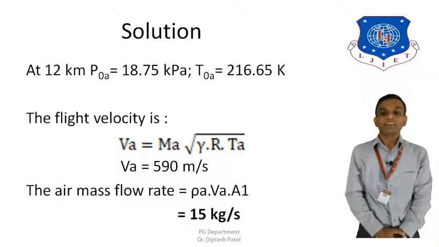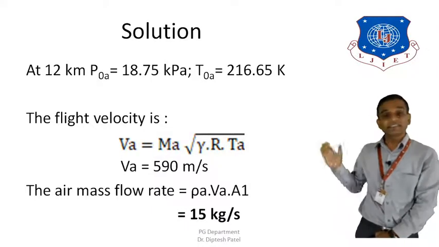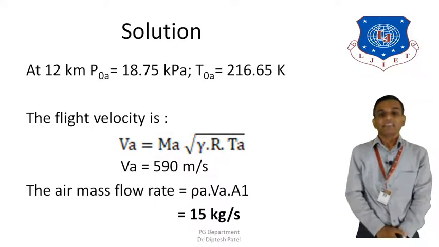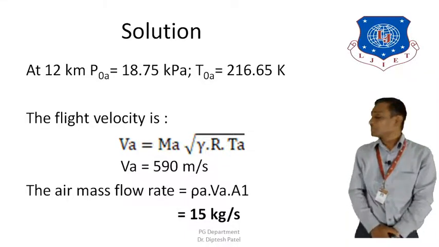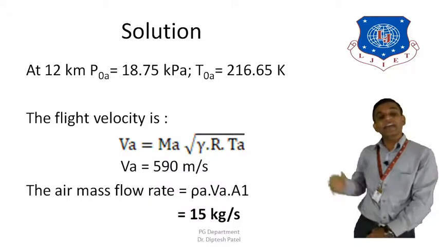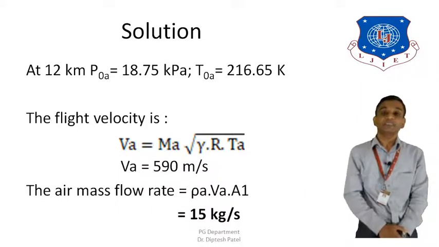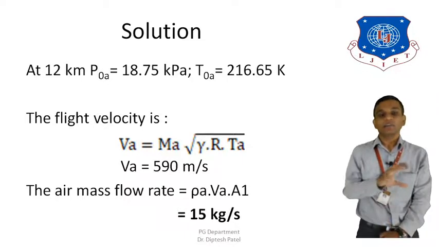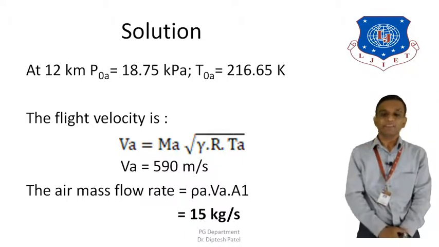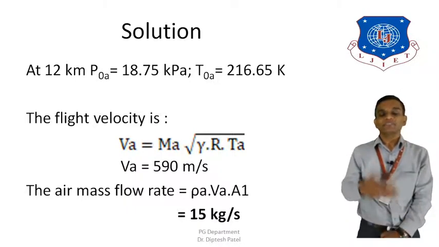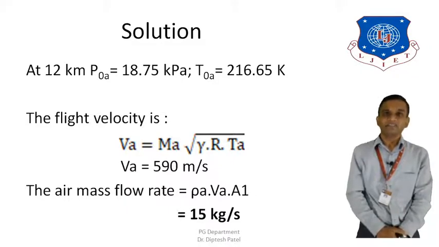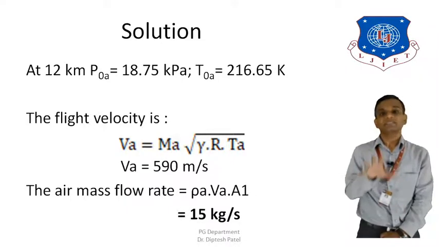The next one is the air mass flow rate, which is equal to rho A VA into A1. Since the density and VA are calculated and the area is given, substituting the values I get the air mass flow rate, MA, the amount of air entering into the diffuser, which is 15 kilogram per second. So the amount of air entering into the pulse jet is 15 kilogram per second.